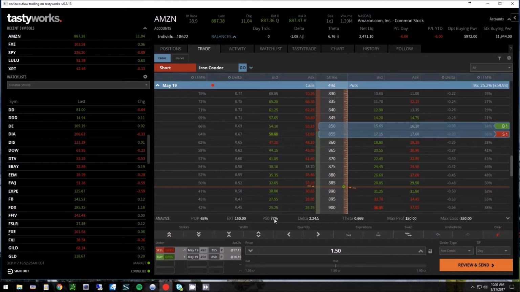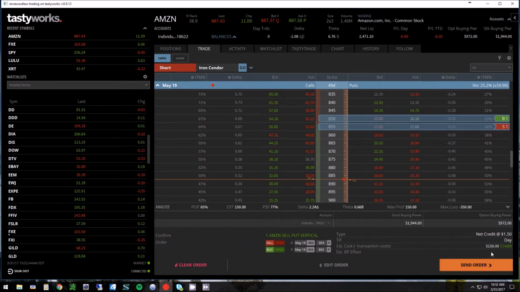I'd like to see it around 75 or above. My max loss is 350-ish. It's tweaking up and down. Just going to put it up to this and lock it in at 150. And just going to review and send this. Just looking at the total credit here and making sure that these are the correct numbers here. And I'm going to send this order.